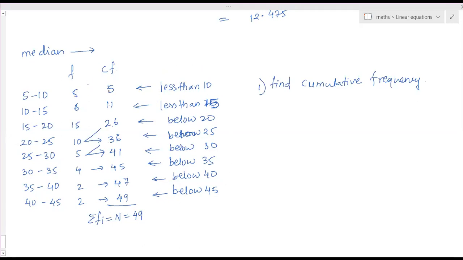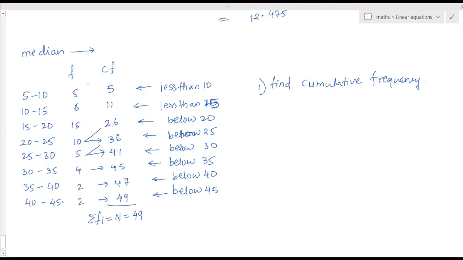The first number you write as it is. To this number, you add the next frequency, then you get the second cumulative frequency. In 11, when you add 15, you will get 26. In 26, you add 10, you will get 36. 36 plus 5 is equal to 41. 41 plus 4 is equal to 45. 45 plus 2 is equal to 47. And 47 plus 2 is equal to 49. This way, first we have to calculate the cumulative frequency.